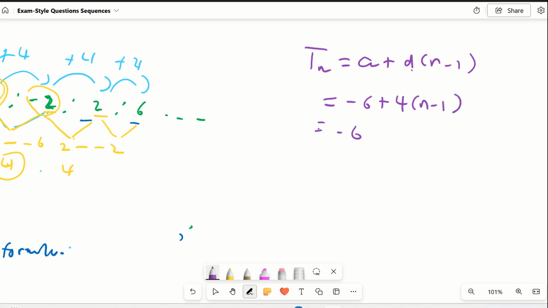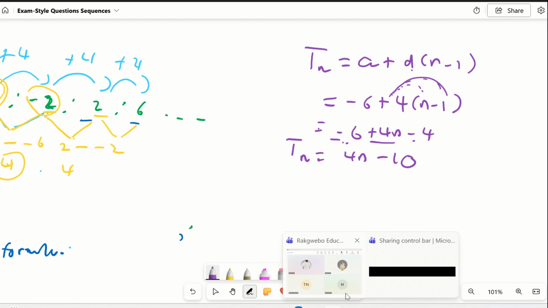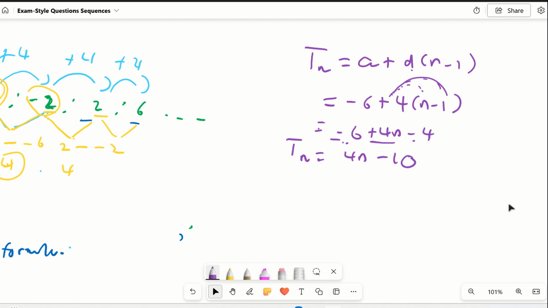Minus 6, we multiply the 4. 4 times n is 4n. 4 times minus 1 is minus 4. Take the variable in front, put these two together, gives us minus 10. So did we all get this general term of 4n minus 10? All of us, yeah? Thumbs up? All right, got that?